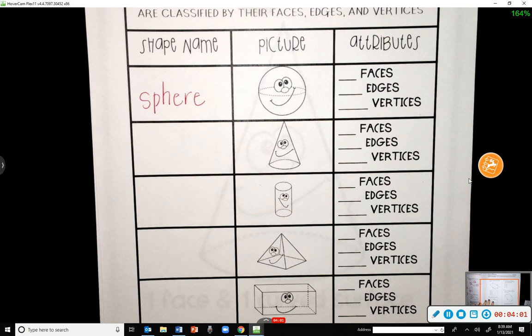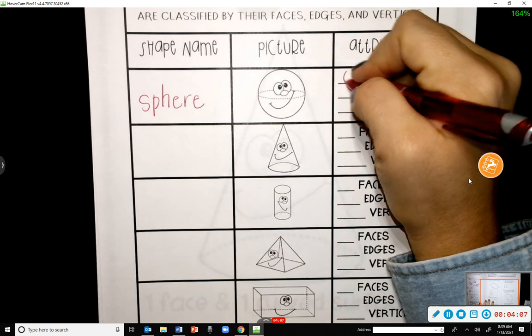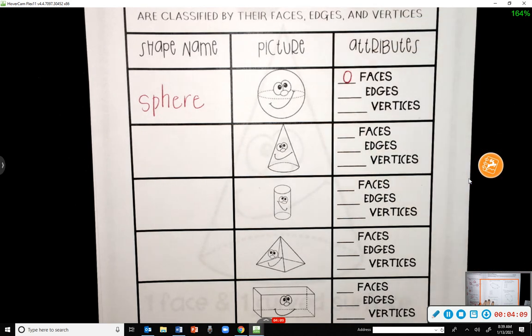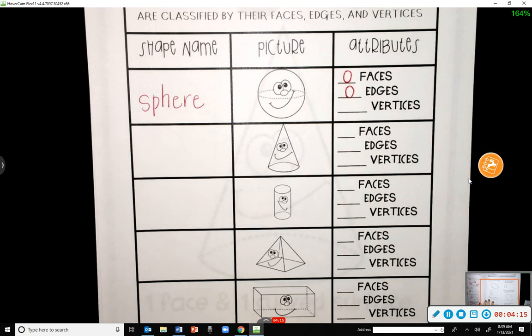Okay, how many faces do you think a sphere has? Kelsey? 0. 0. How many edges do you think it has? Aaliyah? 0. And how many vertices? 0.